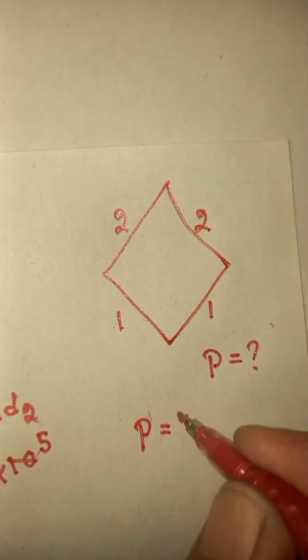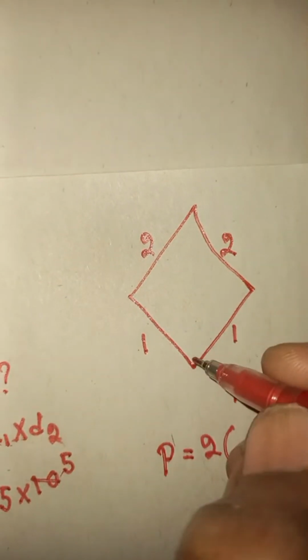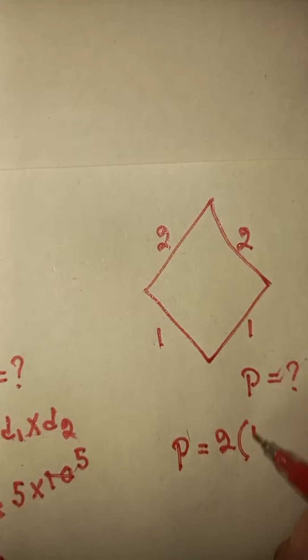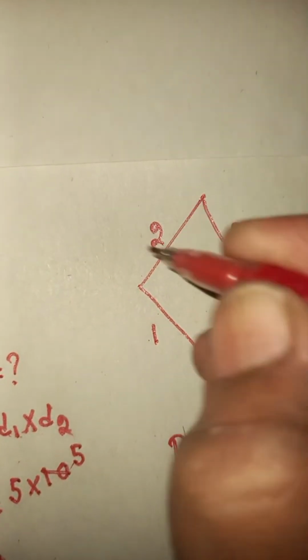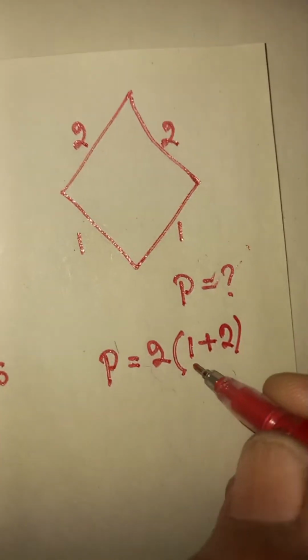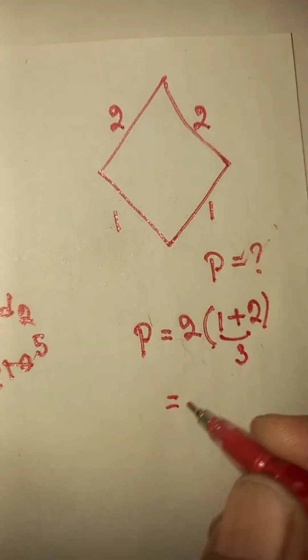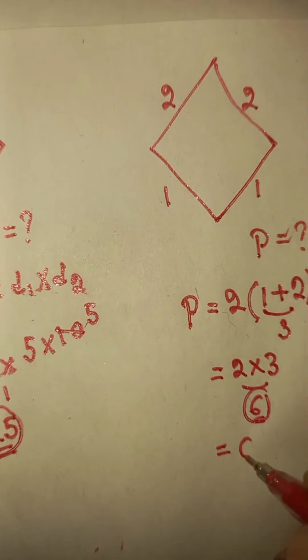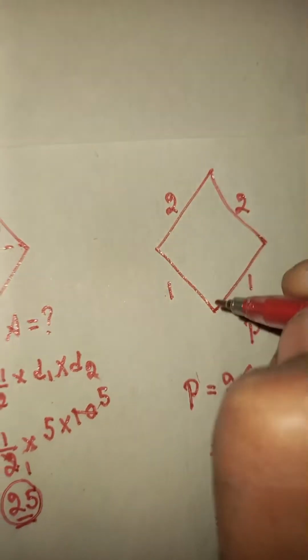Perimeter means the total length of the boundaries. Perimeter of the kite is 2 times the sum of the below side and above side. This below side is 1 unit and the above side is 2 units. 1 plus 2 is 3. So 2 times 3 becomes 6. So 6 units is the perimeter of this kite.